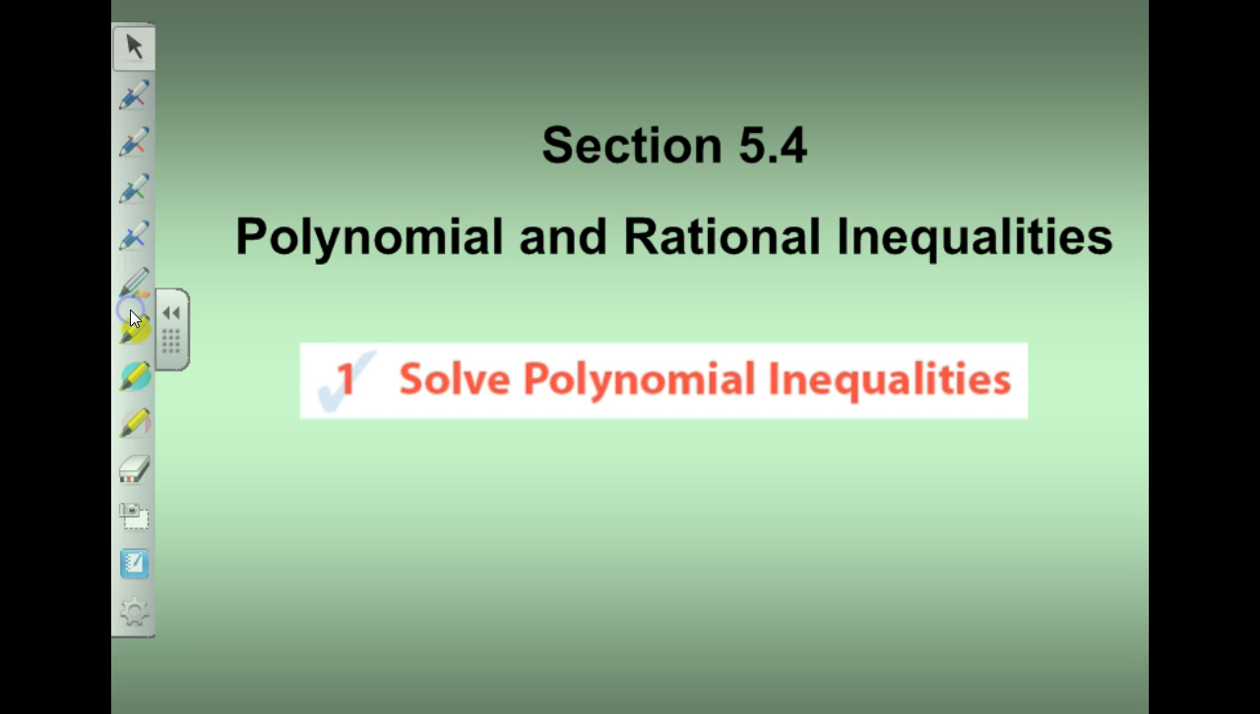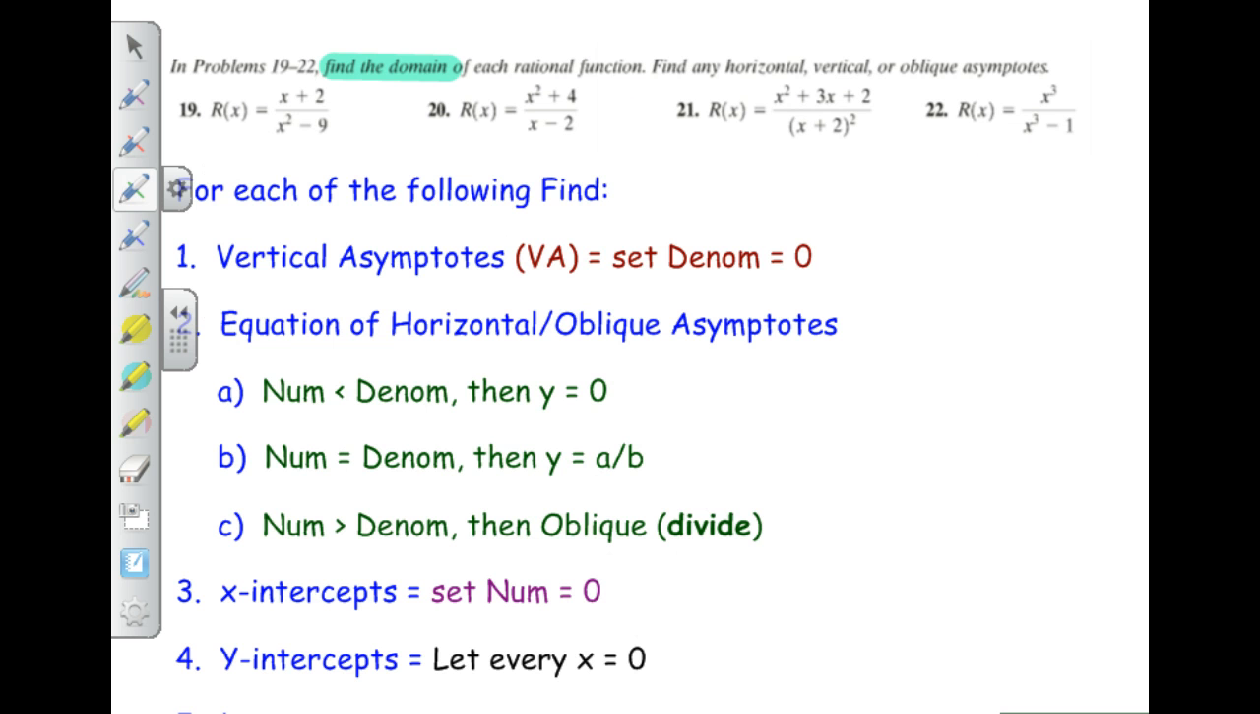So we just got done looking at how to graph rational functions. Remember, there were four or five good steps. To find the vertical asymptote, set the denominator equal to 0. To find the horizontal asymptotes, we look at the degree of the numerator. If it's less than the denominator, it's at y equals 0. If they're the same, we do a over b, and sometimes we have an oblique asymptote.